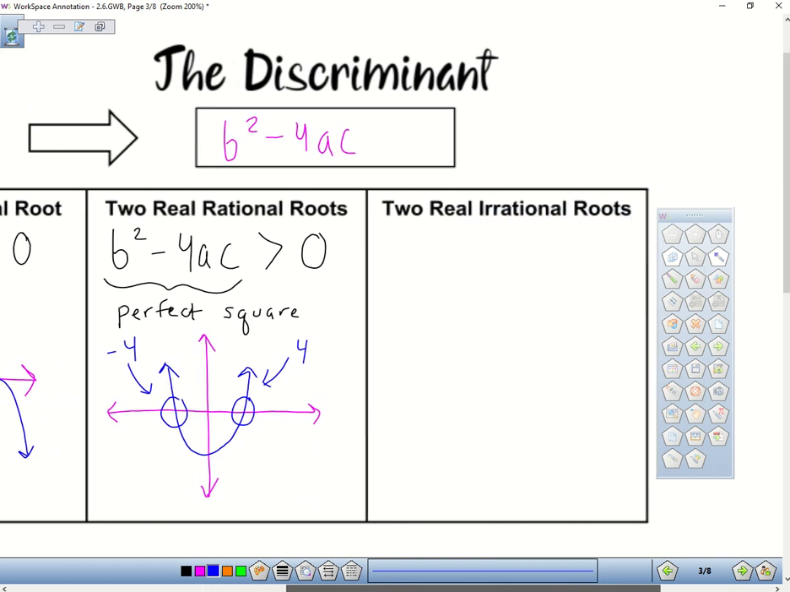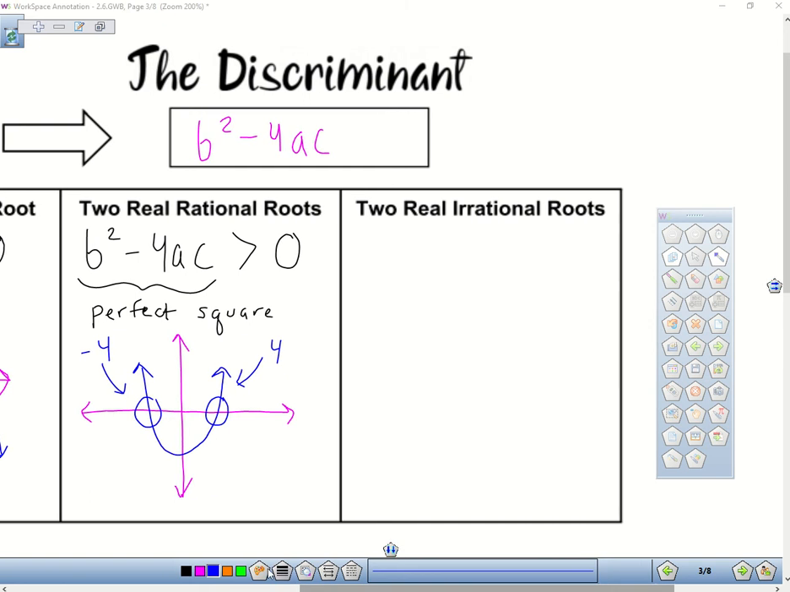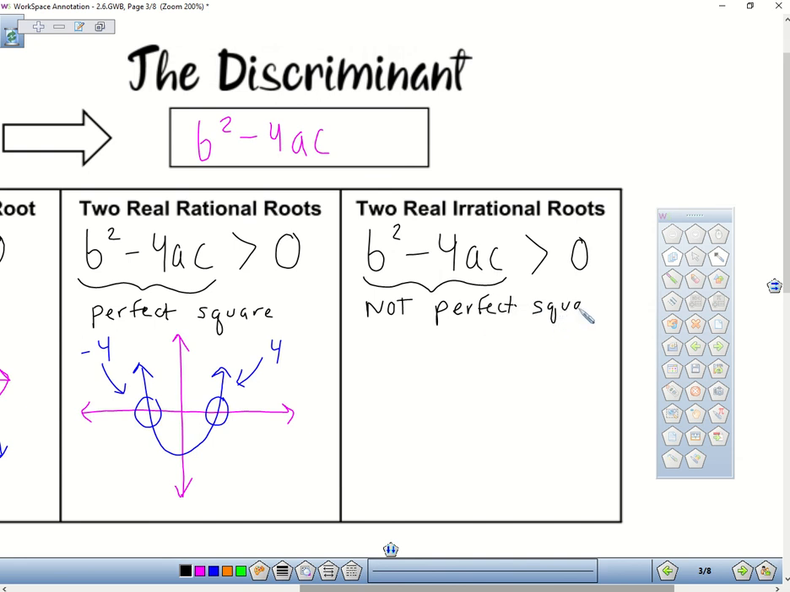And the last one we're going to talk about is two real irrational roots. So the first condition is the same as two real rational roots. Your b squared minus 4ac number is still going to be greater than 0. But whatever you get right here is not going to be a perfect square. So that number is something like 21 or 19. Any number that is not a perfect square.